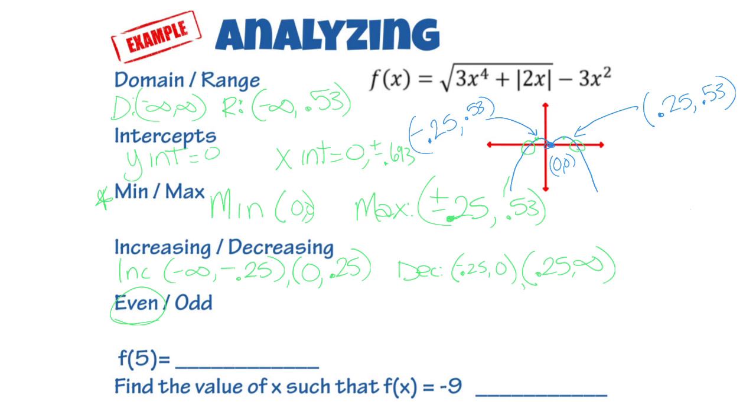And then I'm going to go to second calc and do value. And I just hit 5. f of 5 means put 5 in for x. When I did, I got a negative 31.58.